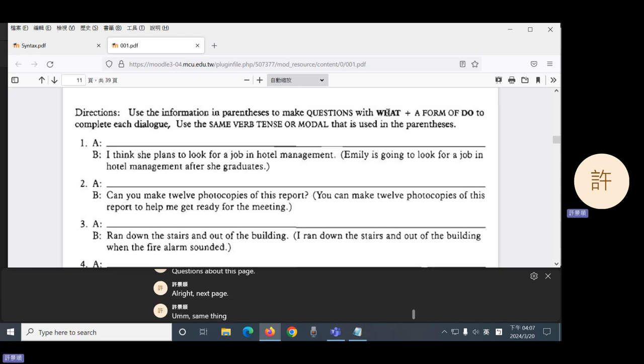Same thing. It wants you to use what and some kind of do word to create the question. Let's do the first one together. The answer is, I think she plans to look for a job in hotel management. So the question is what and do. I guess there's more than one answer, right? I think we replace this. What does Emily plan to do after she graduates?